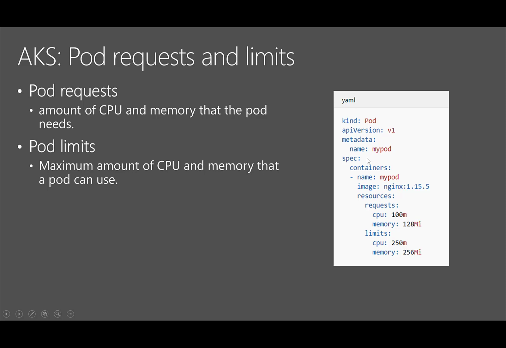So on the right side here, you can see a YAML file. What is specified here for the container is the resource section. You can see 10% of CPU time for the request of this container, and 128 megs for the memory. And for limits, it goes up to 25% of the CPU and 256 megs. What this means is that for a pod to be scheduled on a node, there must be at least these resources free on that node.